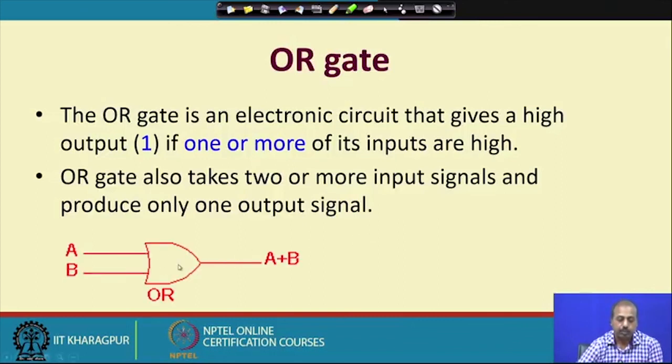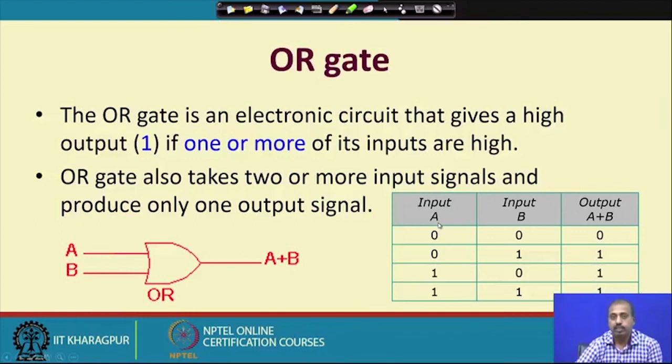This is the symbol for the OR gate, a 2 input OR gate. Of course, you can have more number of inputs. The OR gate truth table is like this. Whatever circuitry we put here should behave in this fashion: only when both A and B inputs are at logic low level 0, the output should be equal to 0 or logic low. Otherwise, the output should always be high. So, that is the OR operation of A and B.